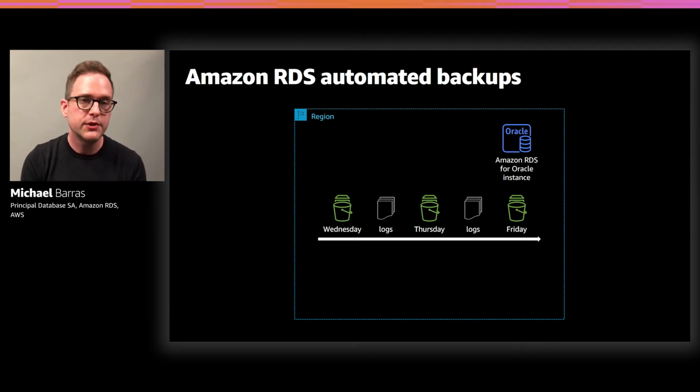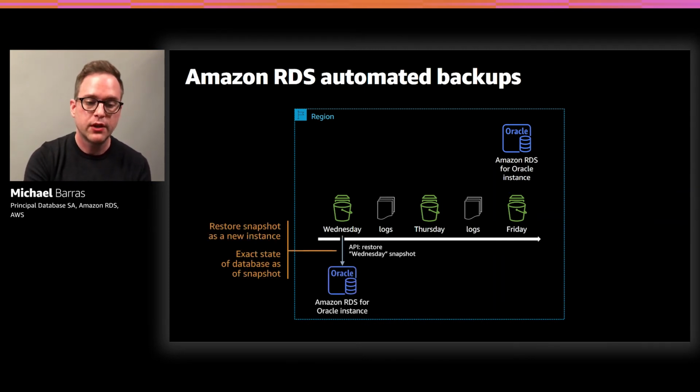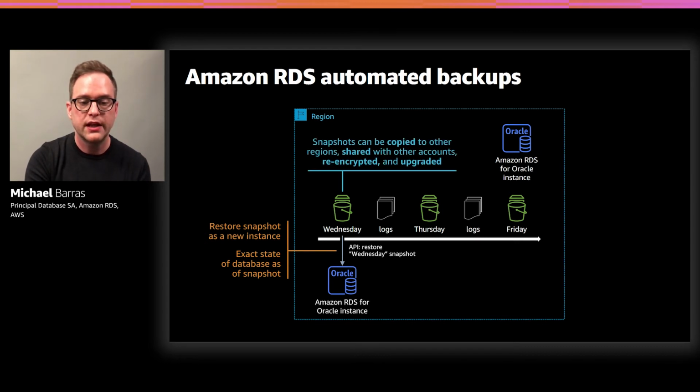When restoring from backup, you really have 2 choices here. First and simplest, you can restore a snapshot. This creates a new instance with the same data as the source instance as of the moment the snapshot was initiated. Snapshots can also be copied to other regions and other accounts before being restored. Snapshots can even be upgraded.